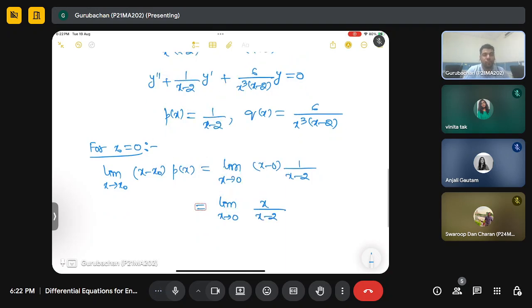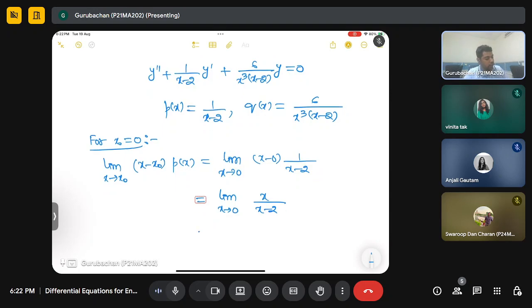So clearly, this is not any kind of indeterminate form. If you see, this is a continuous function also, so you can directly put this limit and you will get 0 by 0 minus 2, this will be 0, which is a finite quantity. So for the first part, you got that this is a finite quantity.